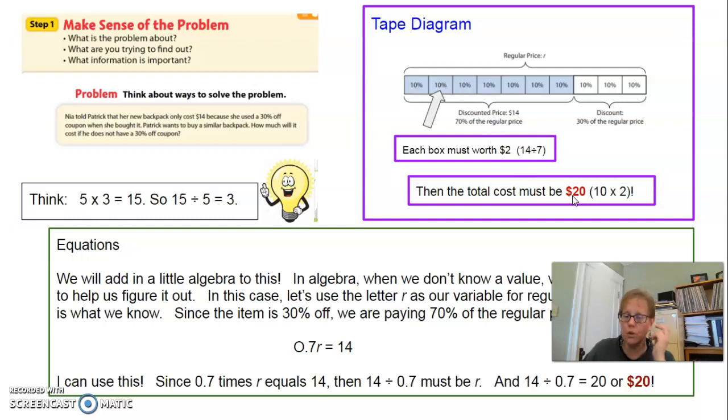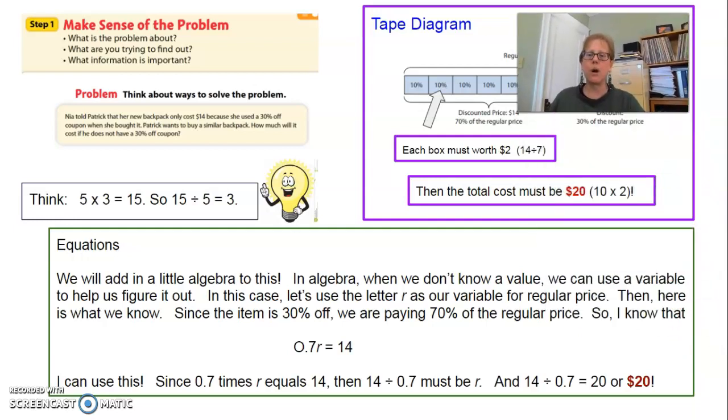So the original cost must have been $20. Either way, you work that out, either 14 plus 6 or just do 2 times 10. All right, let's take a look at the equations, though. Again, I love these tape diagrams and things, such a good visual model, but I also want you to take a look at the equation.